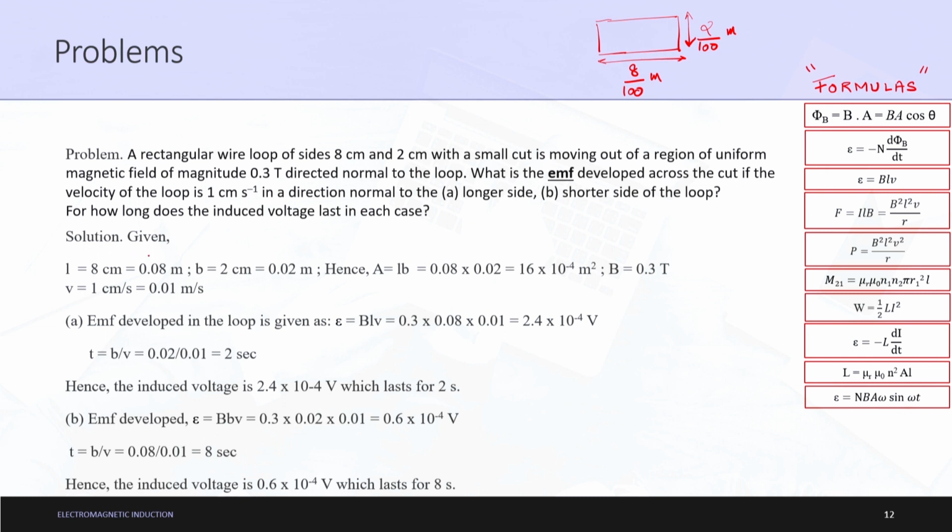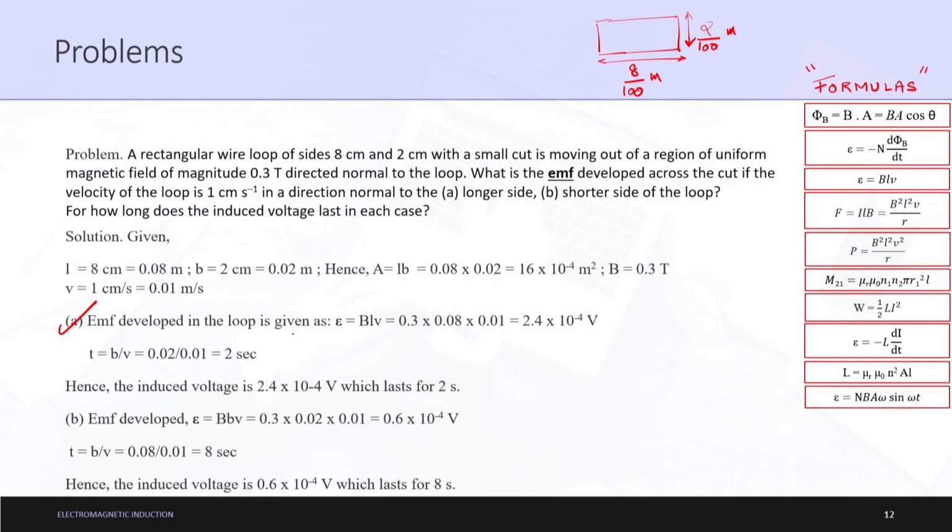So, now please listen here. Length is given to you, breadth is given to you, hence area is given to you, that is length into breadth. B is given to you, velocity is given to you. We need to convert everything into standard units, that is in meters and meters per second. So, after converting, let us look at the first problem here.